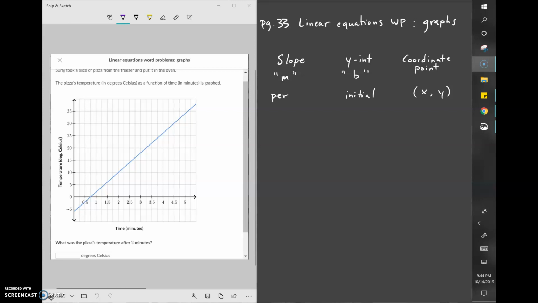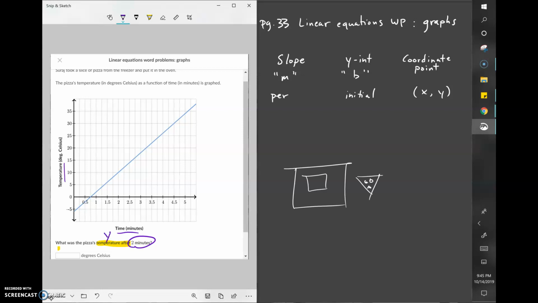So Sergey took a pizza from the freezer and he's putting it in this oven, and the pizza's temperature is a function of the time. So essentially the y value here is the temperature and the x value is the time. And the question's saying, what was the temperature after 2 minutes? So it gives us a value and it's asking us for a value, saying what is the temperature, and we know that temperature is y, so it's essentially saying what is the y after 2 minutes, which we know 2 is x, or minutes is x, sorry.